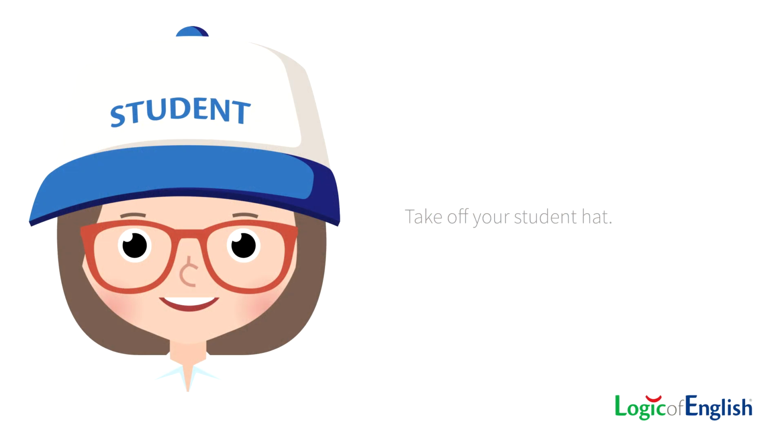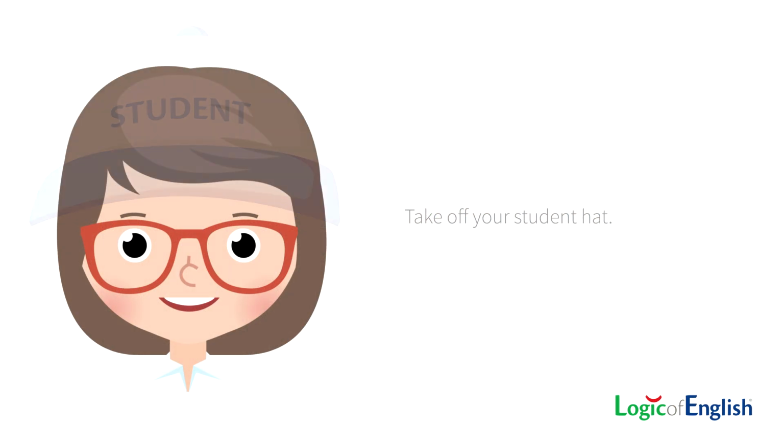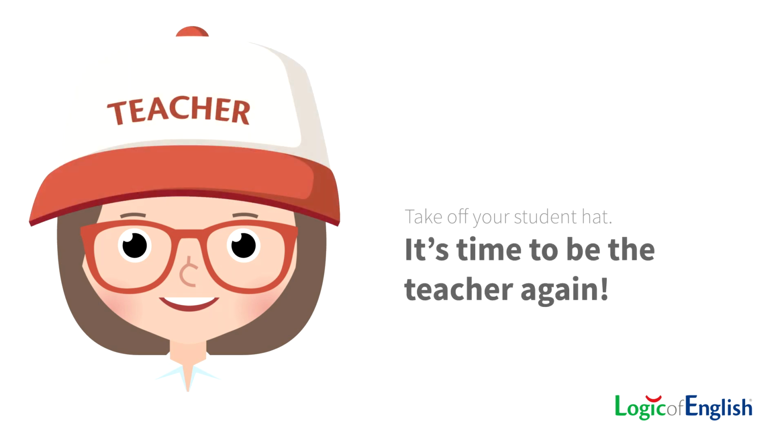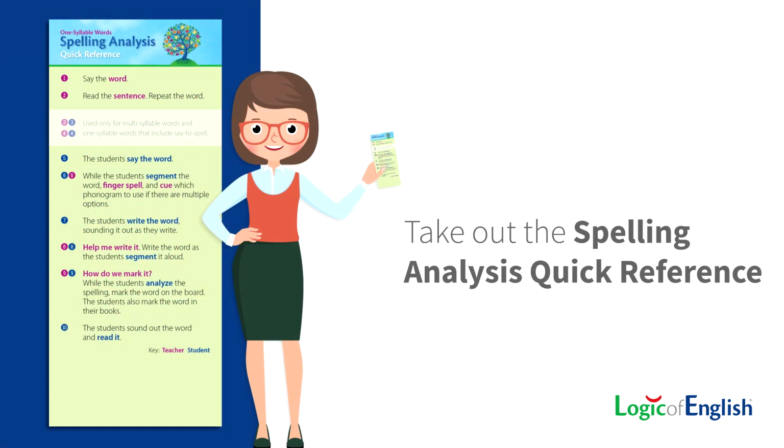All right. You can take off your student hats for a moment and go ahead and put on your teacher hats. And while you do this, take out your spelling analysis quick reference. It was included in your teacher training manual. And turn to the side that says one-syllable words. So this quick reference has 2 sides, and you will need the one-syllable word side. We are going to step through this process together. And I am going to read the role of the student, and you are going to be the teacher this time.